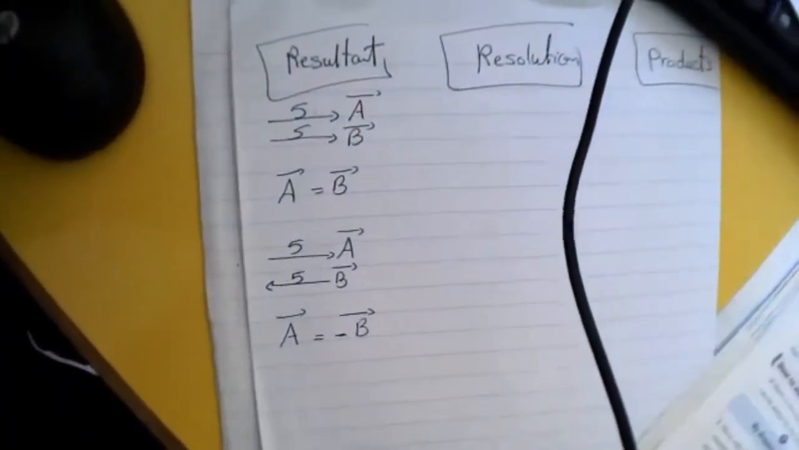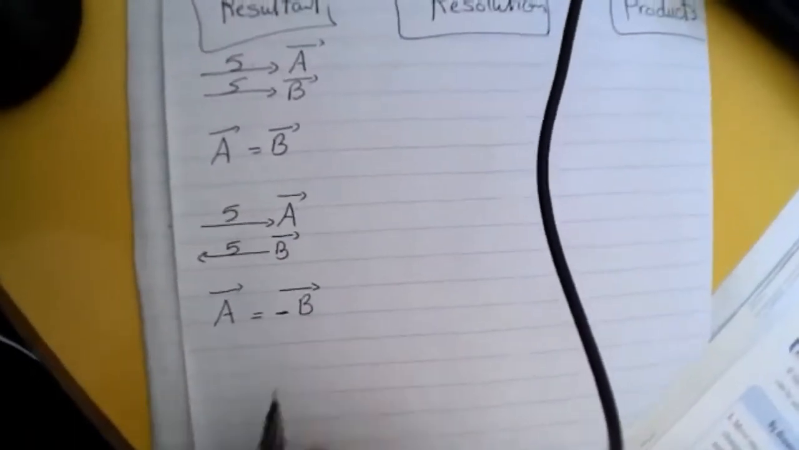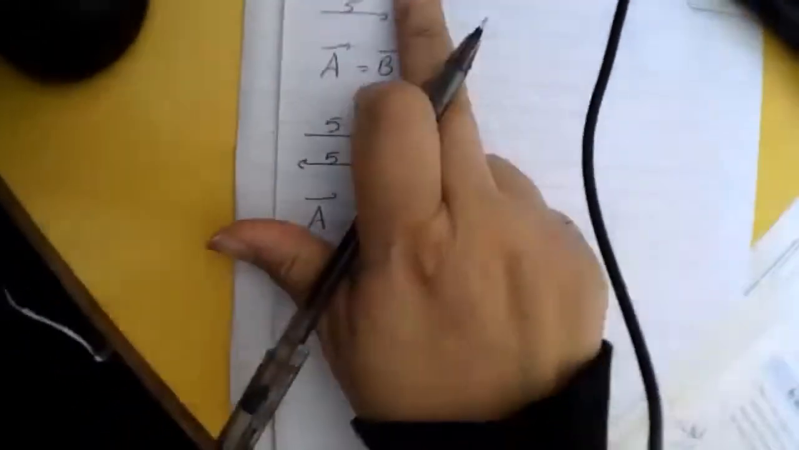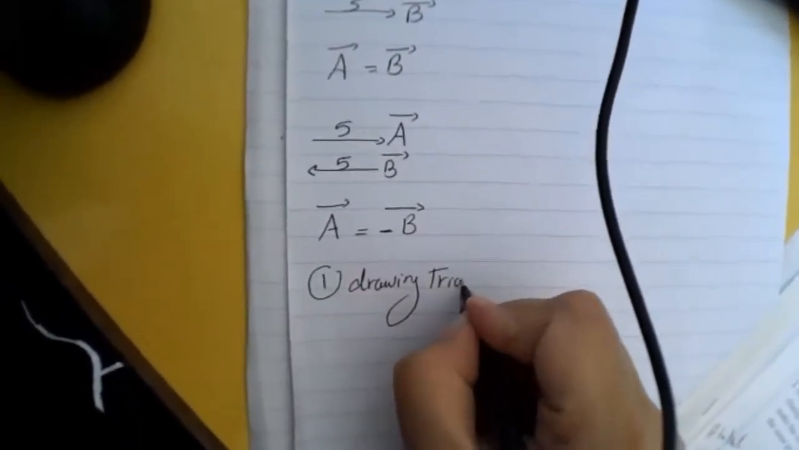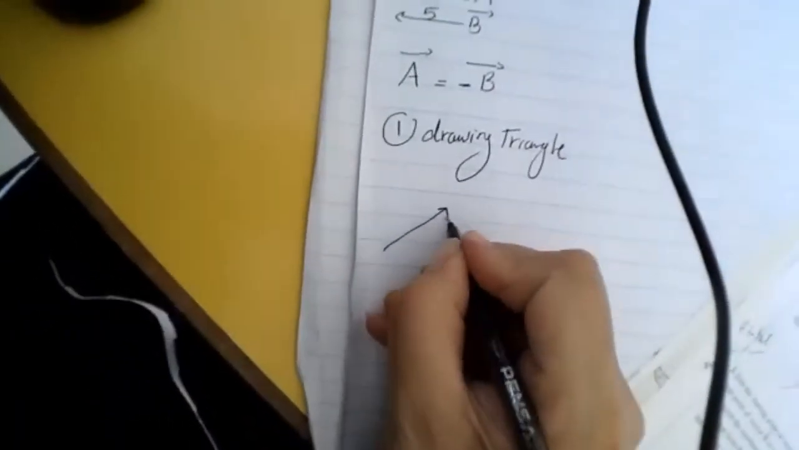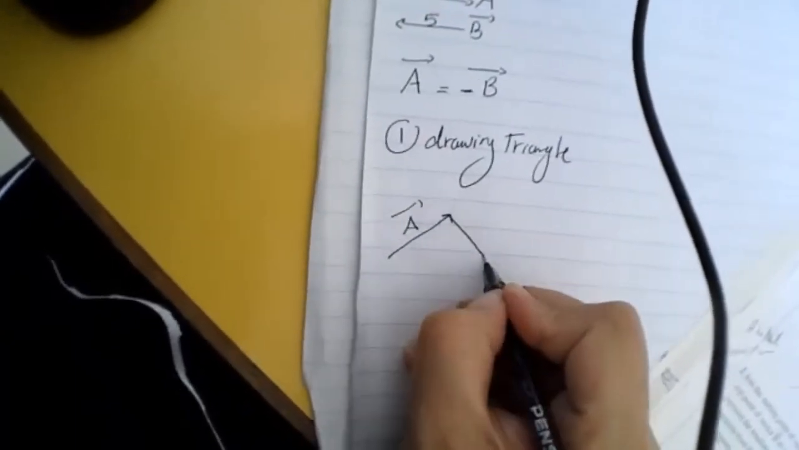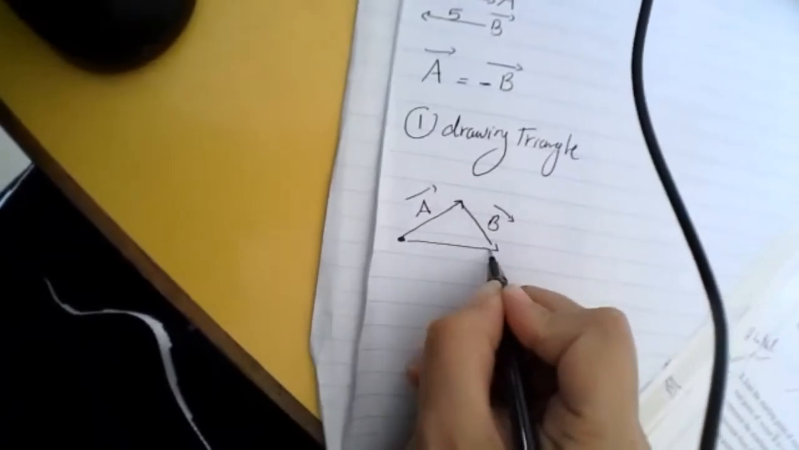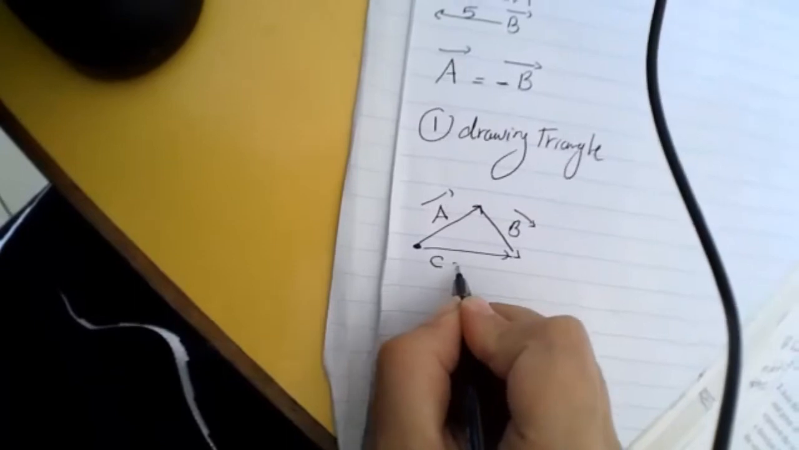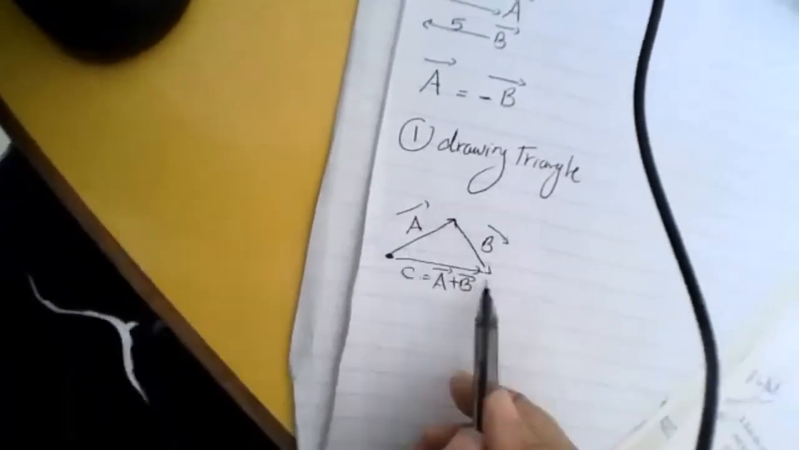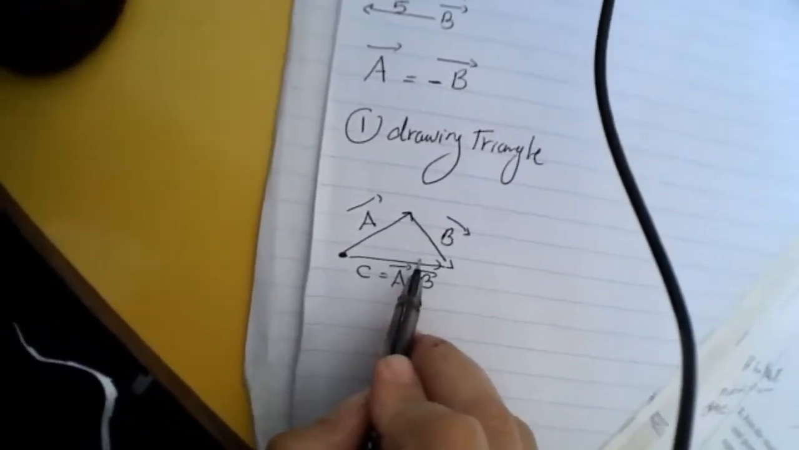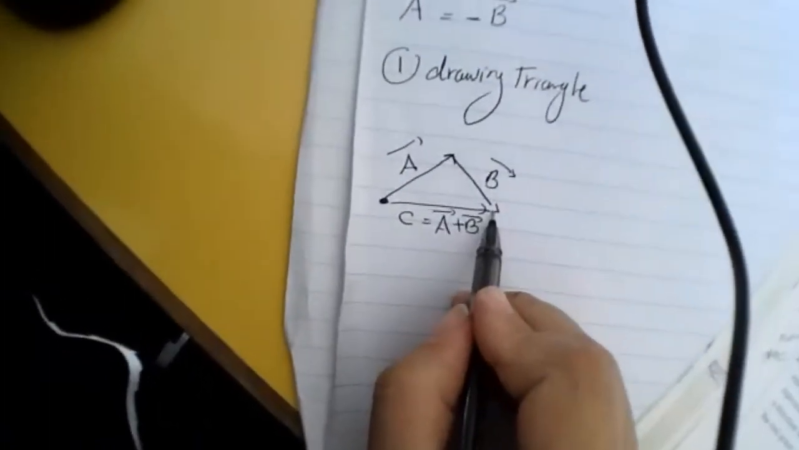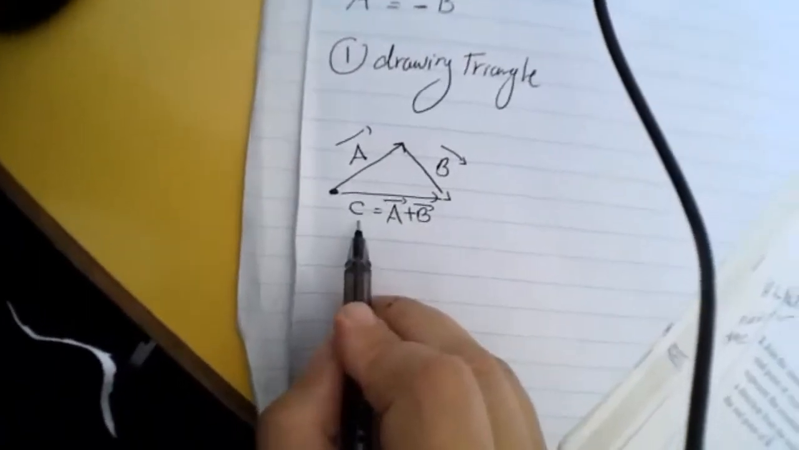How do we add vectors together? As I told you, if they are in the same direction, we add them together. But we have two other ways to find the resultant of the vectors. Number one, by drawing a triangle. If I have a vector A moving in this direction and it's joined to vector B moving in this direction, the resultant will be from the start of the first to the end of the second. So the vector C will be vector A plus vector B. We complete the figure by drawing the triangle from the start of the first to the end of the second. And this is the total resultant of these two vectors A and B, which is vector C.